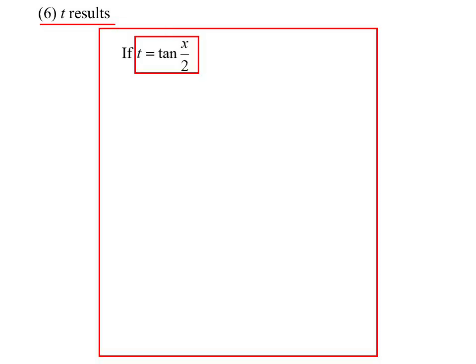So using our t result for integration, we let t equal tan x on 2, so it's like the half angle. And we're more interested in just the sine and cosine for this. So sine of x is 2t on 1 plus t squared, cos x is 1 minus t squared on 1 plus t squared, we know that.